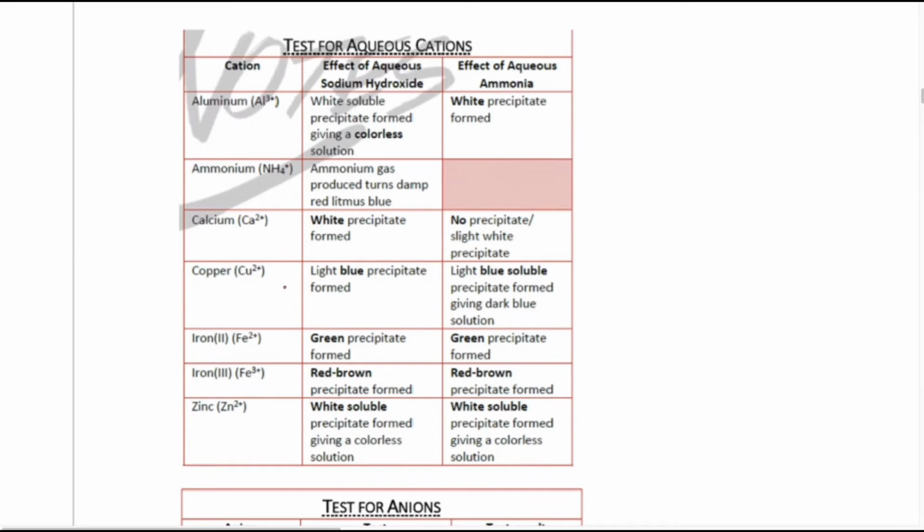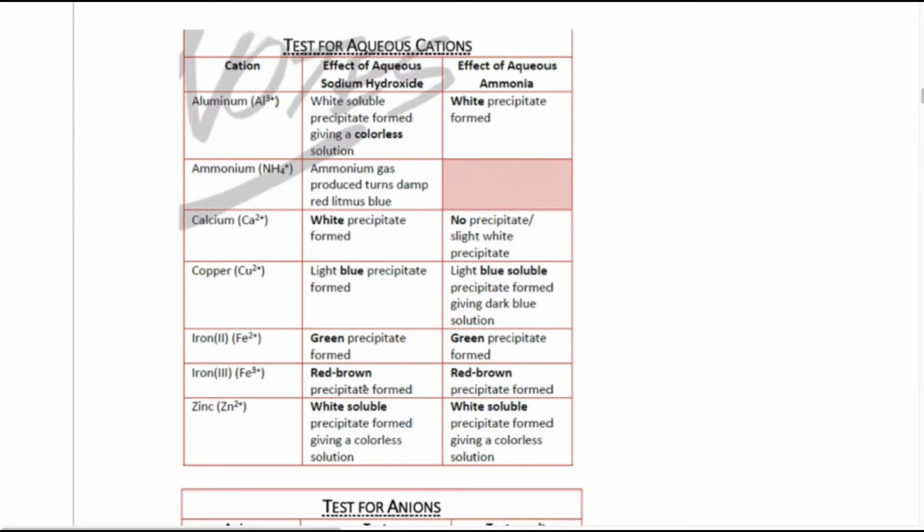Copper 2+ ions, you add a little bit of sodium hydroxide, they form a light blue precipitate. Then you add in excess, it still remains as precipitate. Whereas for ammonia, a light blue soluble precipitate forms, giving a dark blue solution. That means when you add a little bit, there is a light blue precipitate. If you add a lot, the precipitate dissolves to form a dark blue solution. So that's how we take it. Iron 2+ ions, green precipitate forms. You add a lot of NaOH, the green precipitate remains. This one same also. You add a little bit of ammonia, they form precipitate. If you add a lot, the green precipitate remains.